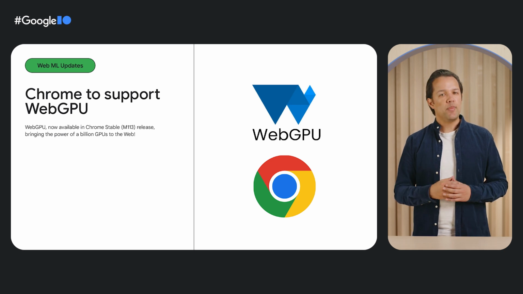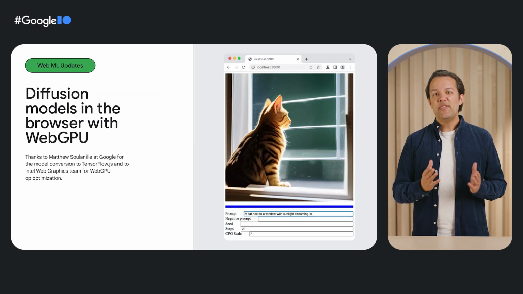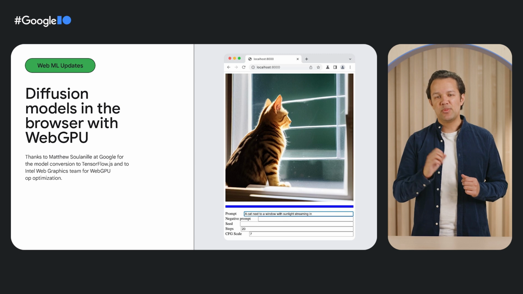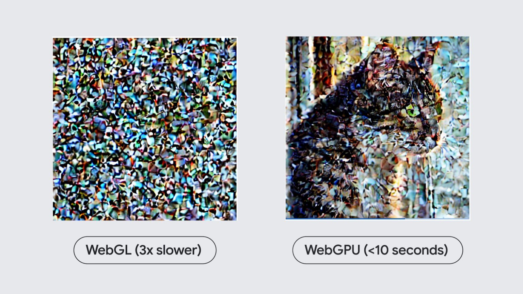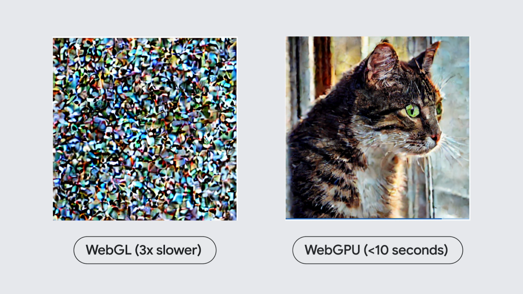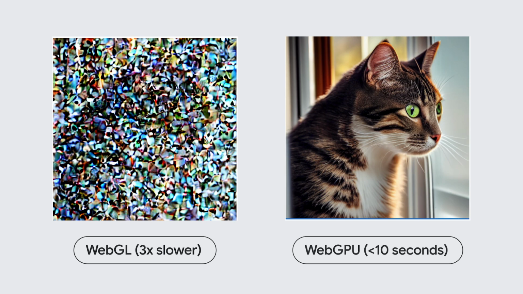But what does this mean for the WebML community? Well, this means we're now able to run larger models like diffusion models in the browser via TensorFlow.js at incredible speeds. A standard 512 by 512 image from this generative model can be created in around 10 seconds on a modern graphics card. By contrast, running the model on our previous WebGL backend would have taken over 3 times longer to generate the same image.